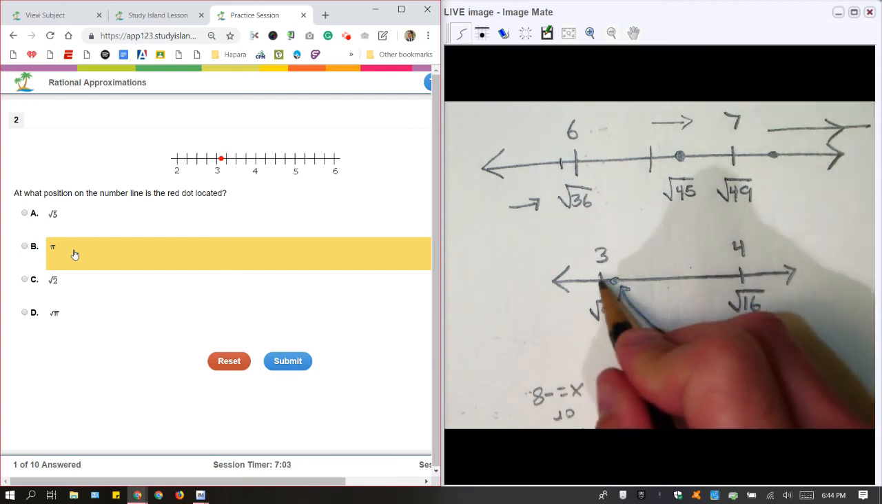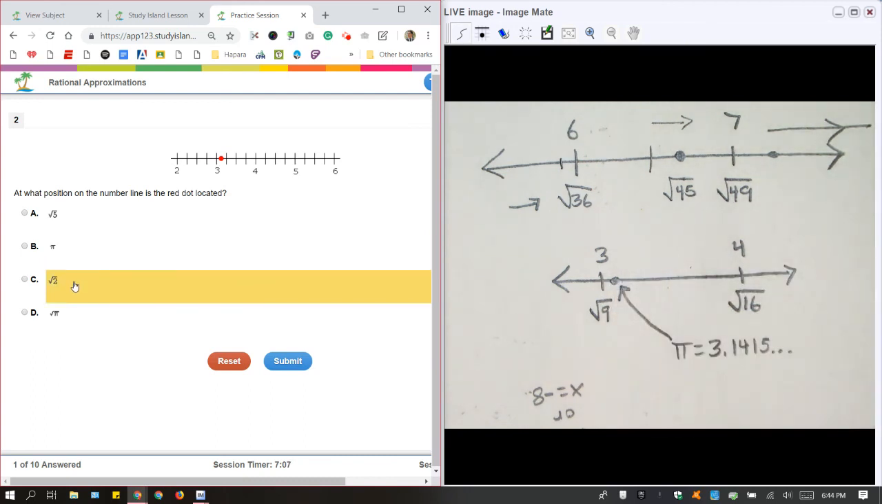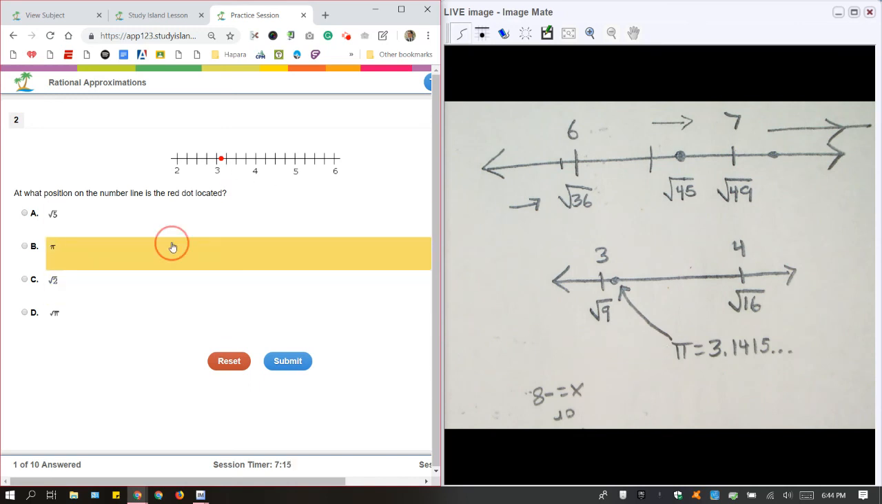So pi is a little bit more than 3, so that looks like it's a good spot. What about the square root of 2? No. The square root of pi? No. Pi is a little bit more than 3, and that's where this dot is on a number line. So it's looking for pi as our answer.